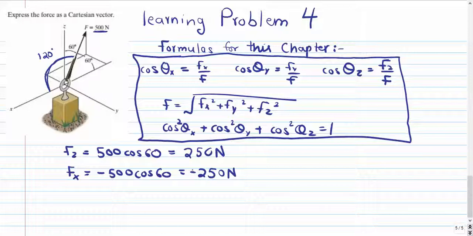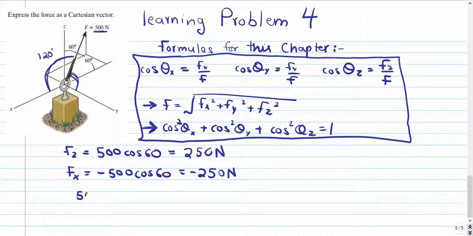The last component that we need is along the y-axis. But notice that they haven't given us any angle through which we can find this angle right here. So right now we will have to use either this formula or this formula to find the last component along the y-axis. Since we have the value for Fz and Fx, we can use this formula to find Fy. So let's do that.